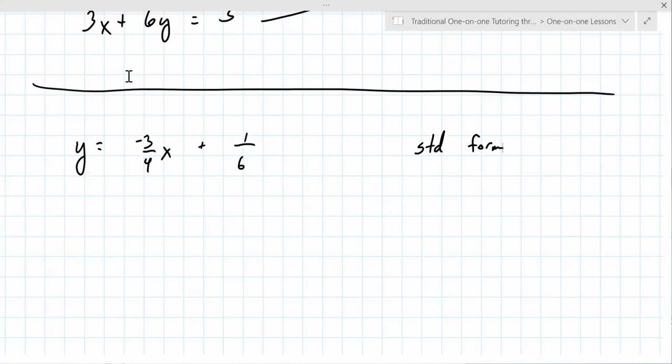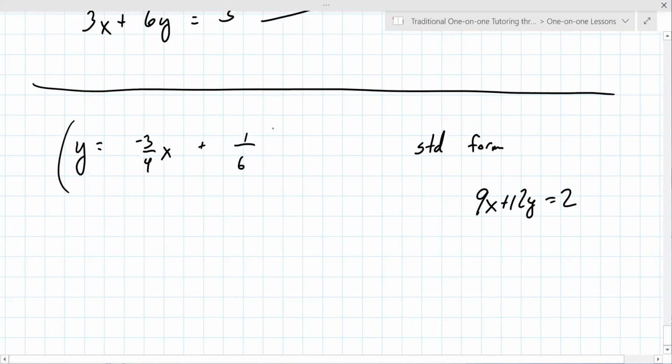Would the final answer be 9x plus 12y equals 2? Yep. What did you multiply everything by? I multiplied everything by 12. Yes. Now I'm going to multiply by 24 because I don't know any better. Just see how that goes.